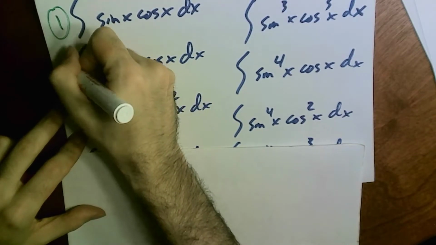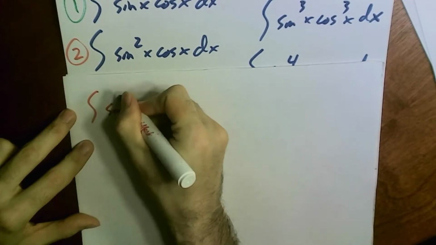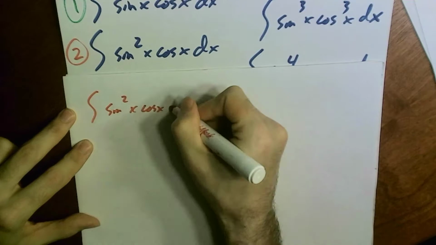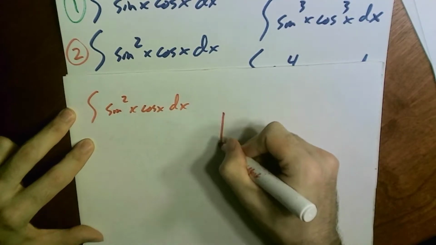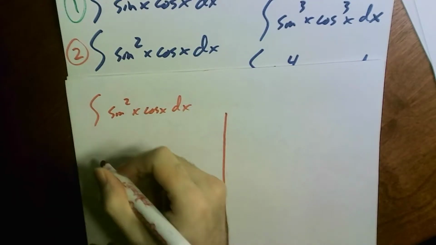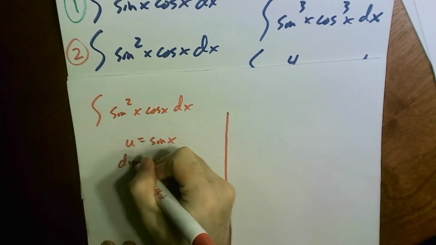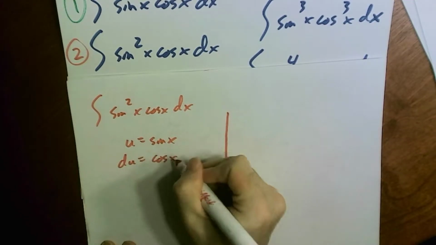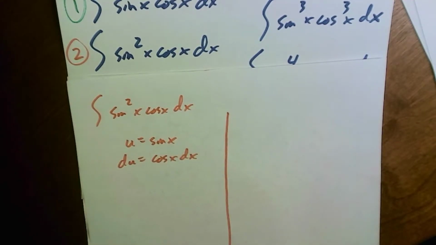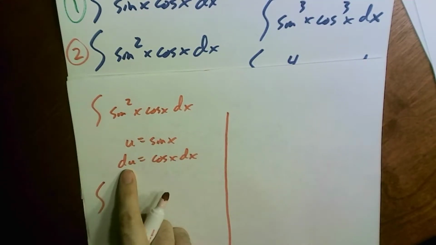So number 2, we're going to be doing sine squared times cosine. So the integral of sine squared x cosine x dx. Just like last time, we can think of doing it both ways, two different ways. One way would be that u is sine of x, and therefore du is cosine x dx. No problem. In which case, my cosine x dx becomes du.